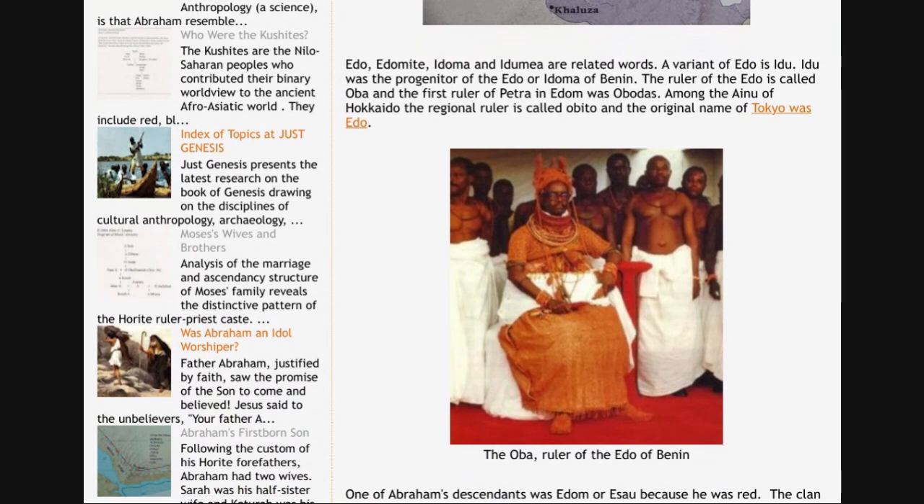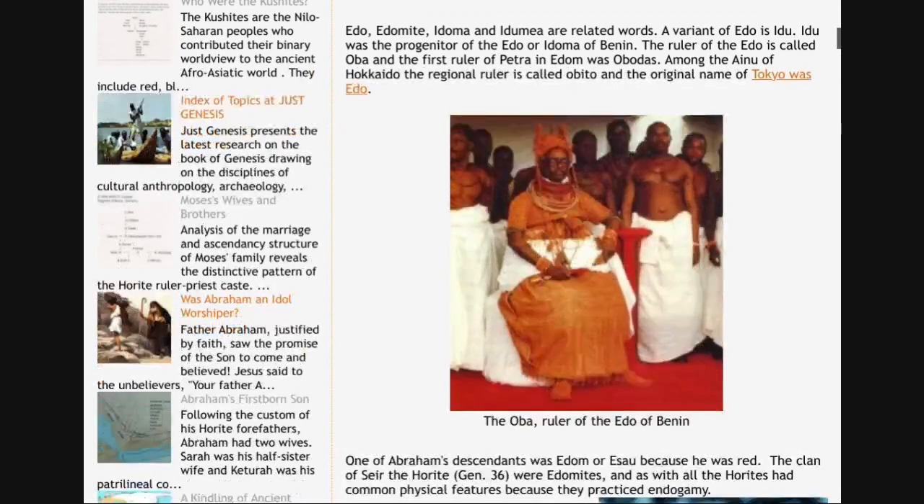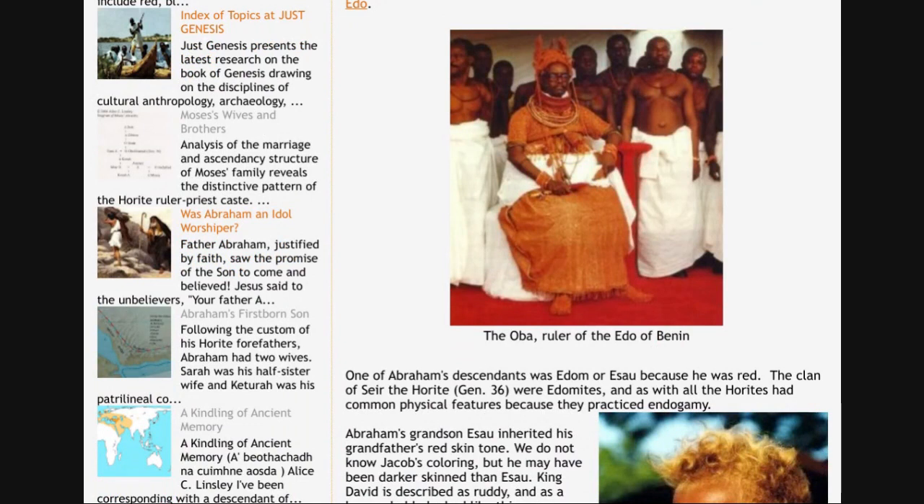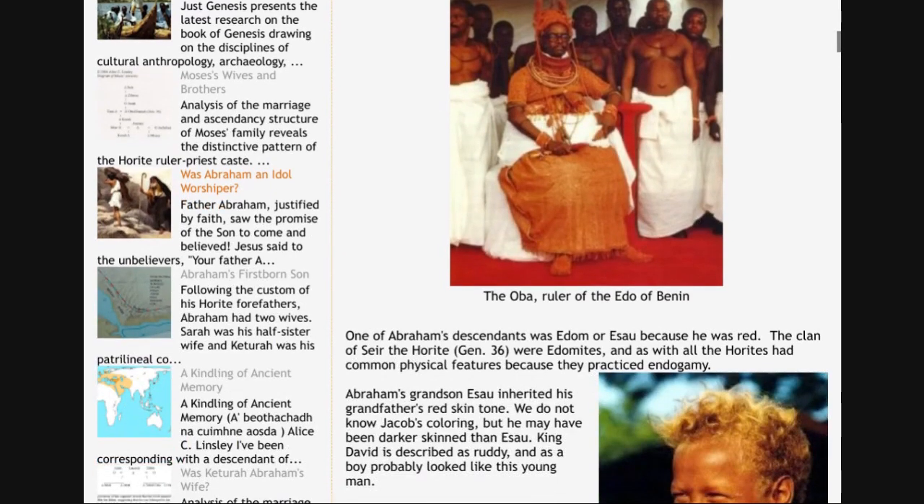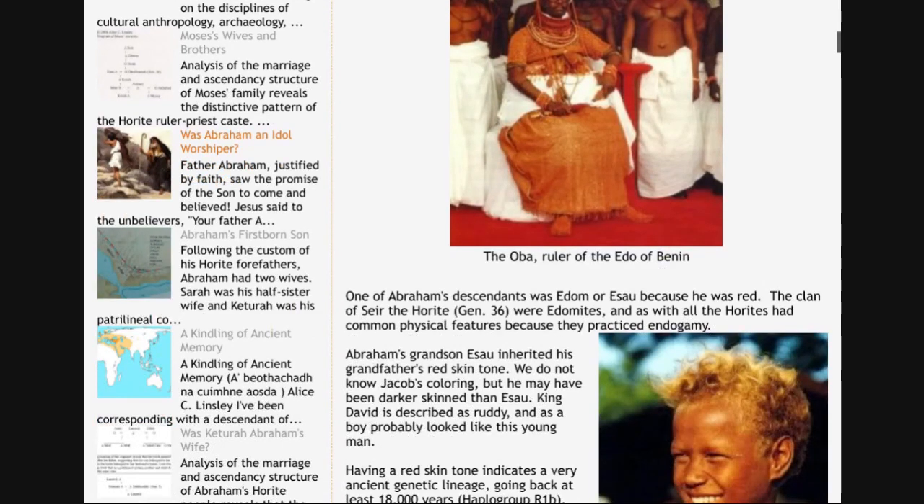It says the Oba, ruler of the Edo of the Benin. And then it goes on to say one of Abraham's descendants was Edom or Esau because he was red. The clan of Seir, the Horite, Genesis 36, were Edomites, and as with all the Horites, had common physical features because they practiced endogamy. Abraham's grandson Esau inherited his grandfather's red skin tone.